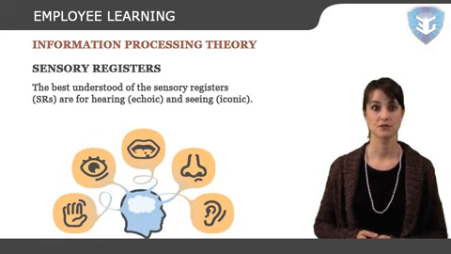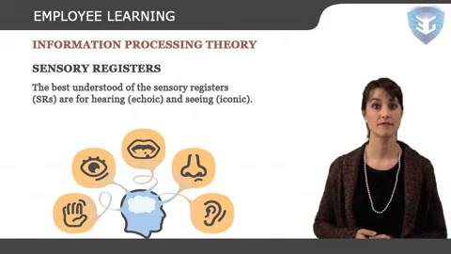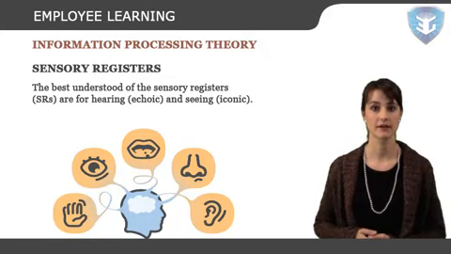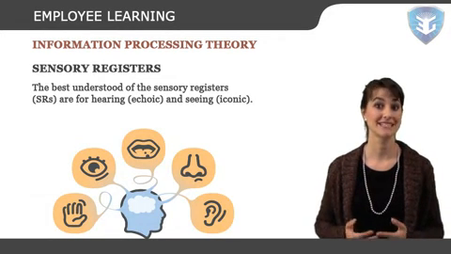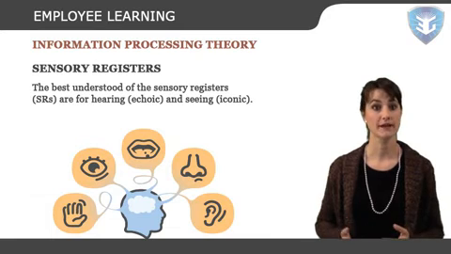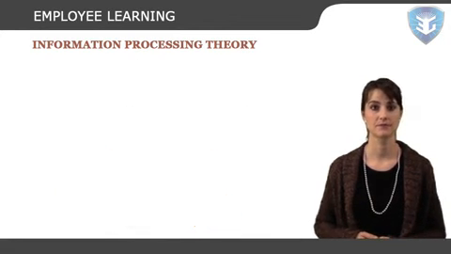Sensory registers. The best understood of the sensory registers, SRs, are for hearing, echoic, and seeing, iconic. Very little is known about tactile touch, olfactory smell, and gustatory taste SRs.